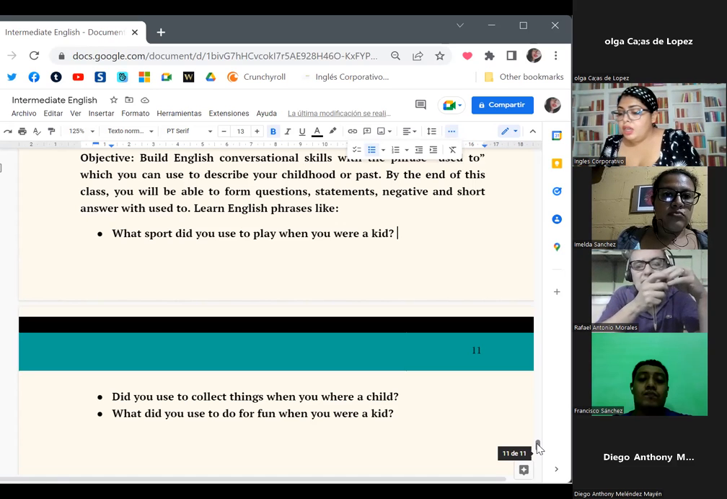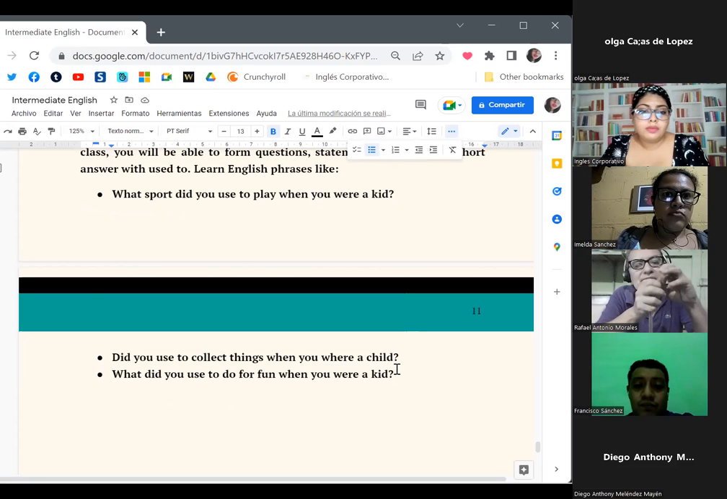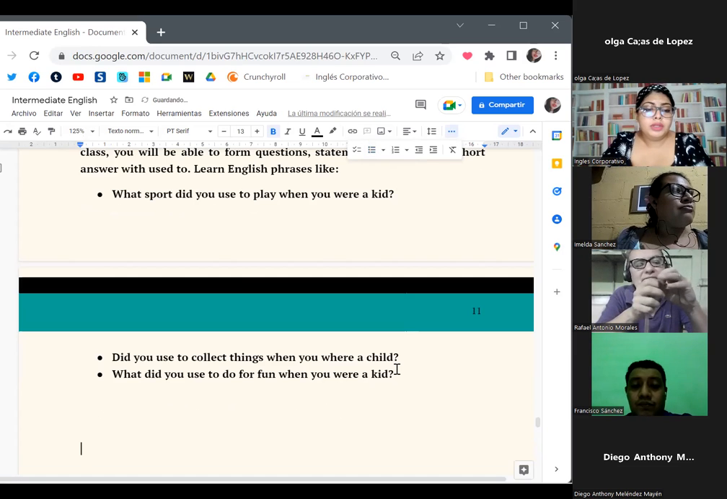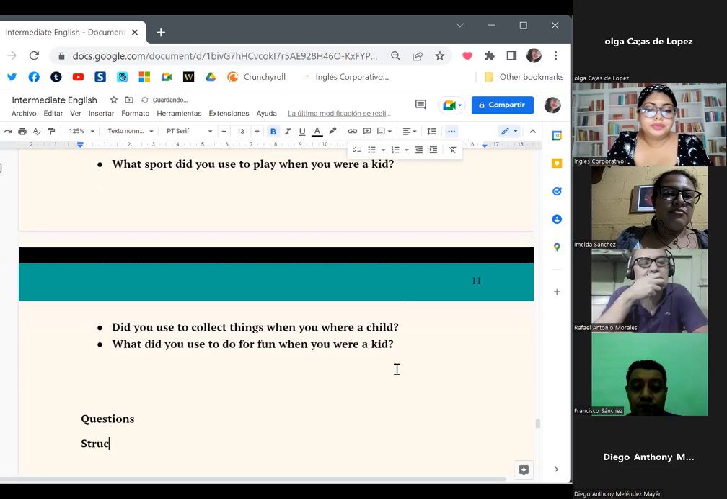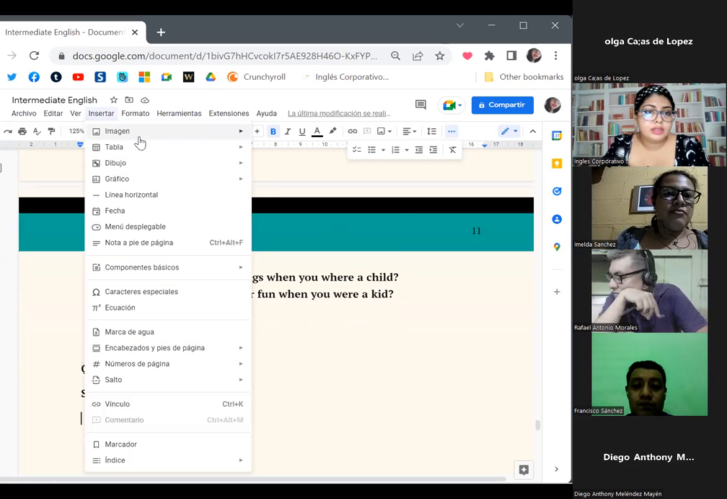So we have the structure for the questions. Let's see. Questions. And we have the structure. Remember that we are working with a structure because it's better for us to remember how to create sentences. So we have, let me see. I'm going to do it like this.